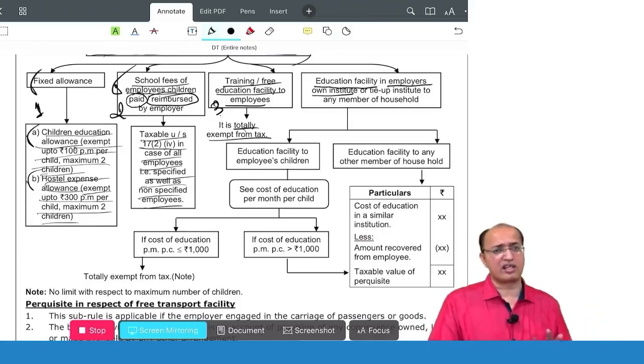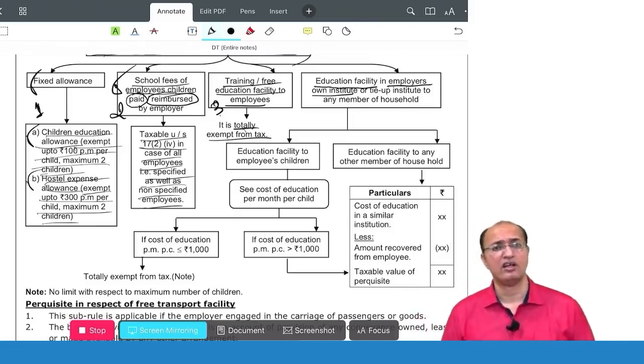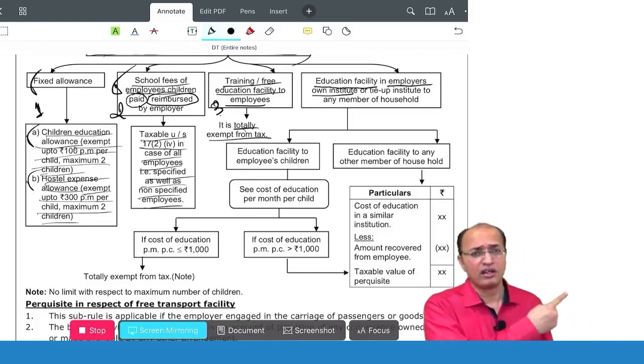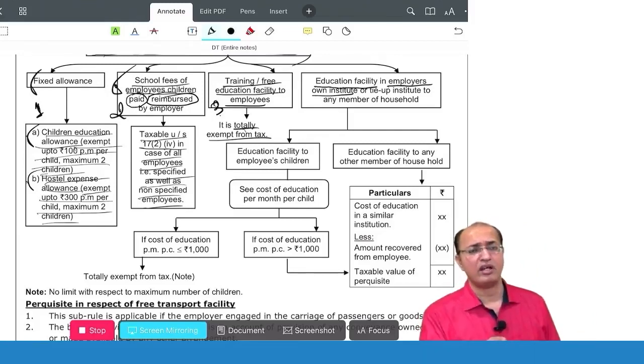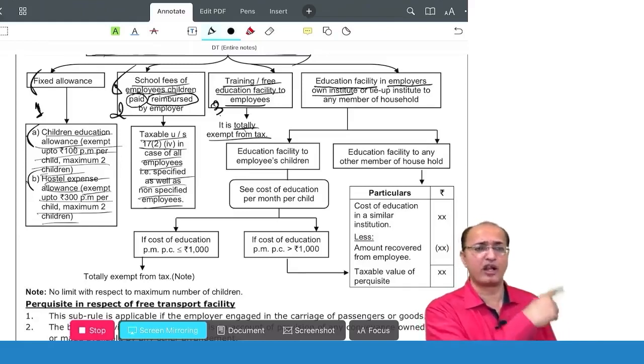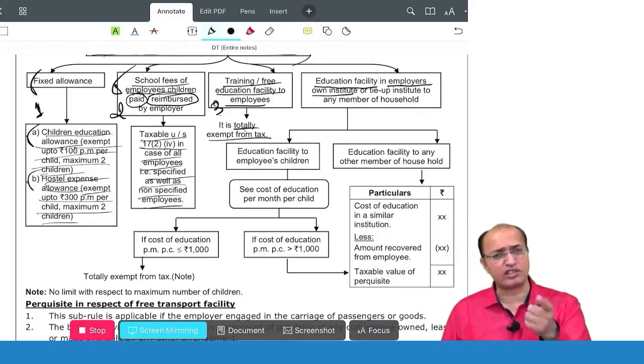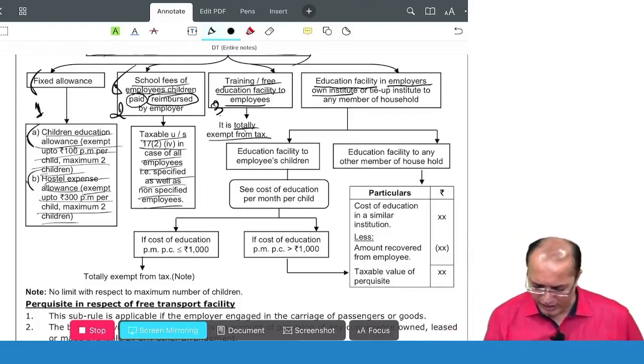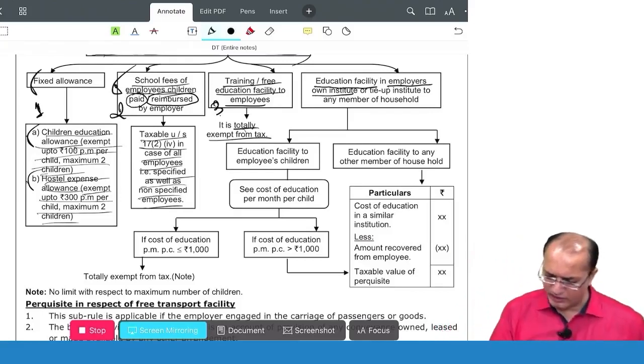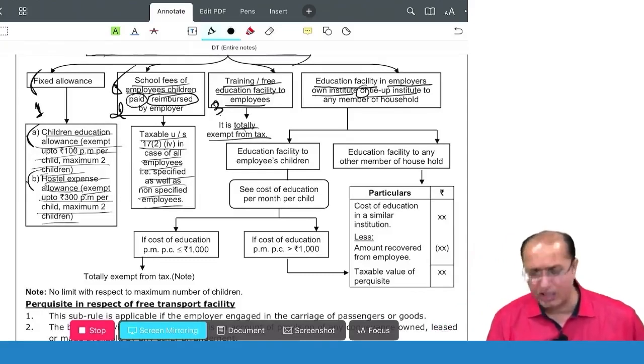And Tatas are having their own school, Tatas are having their own hospitals also. So if you are working as an employee of Tata Steel and you are being posted at Jamshedpur, then your children will go and get the education in Tata school. If you or your family member has fallen ill, then he will be hospitalized in the hospital of Tata only. So the employer is having a hospital also, the employer is owning an educational institution also. So the employer has provided an education facility in his own institute or a tie-up institute.